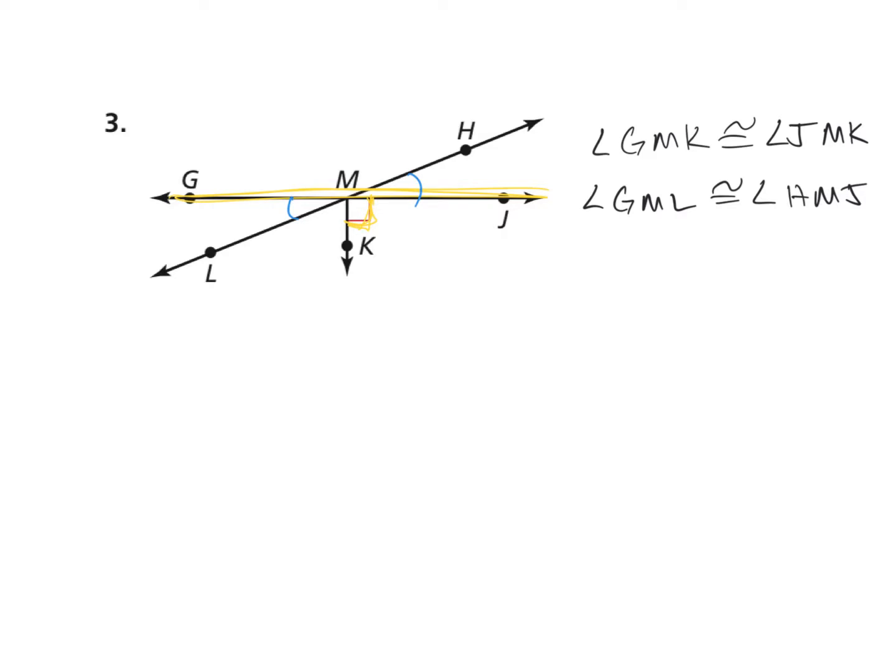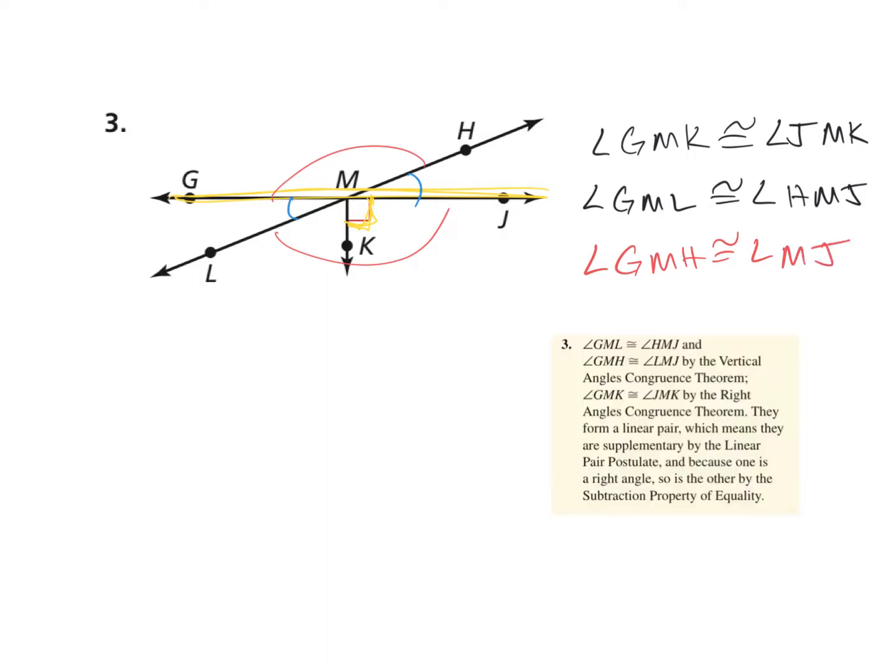And I do not see any other vertical angles or linear pairs that match anything other than the other parts of your vertical angles. So these pieces, they're part of the vertical angles, so you would say those as well. So angle GMH and angle LMJ, and then that's again by vertical angles.